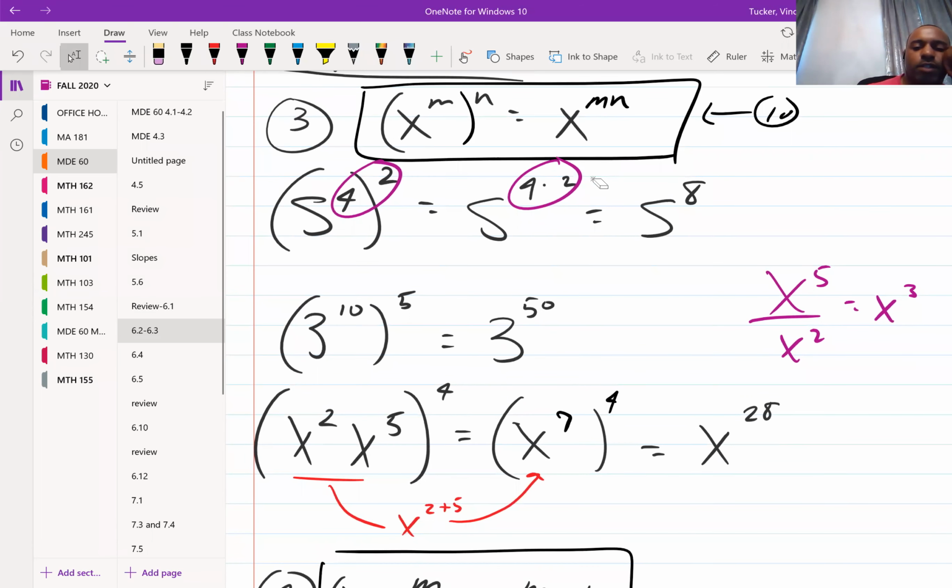All right, so now this next one, we have x to the 2nd times x to the 5th, raised to the 4th power. So this is the original problem right here. The first thing you do is what's on the inside, x to the 2nd times x to the 5th. Add your exponents, that'll give you x to the 7th. And then multiply your exponents here, because once again, a power to a power, you multiply, and then that'll be x to the 28th.